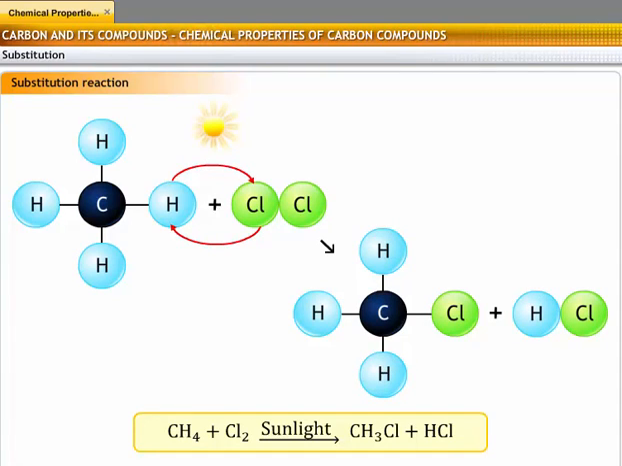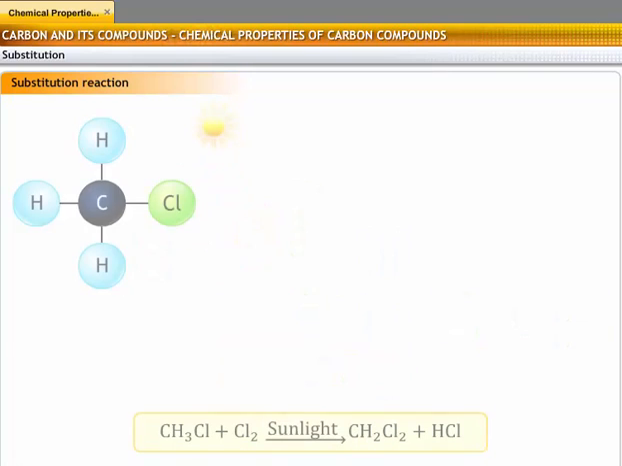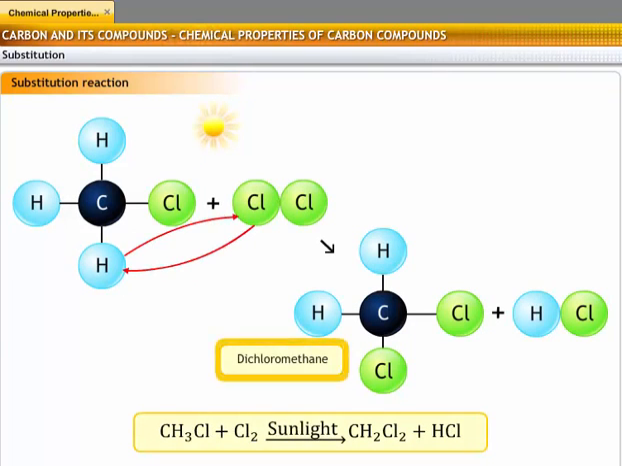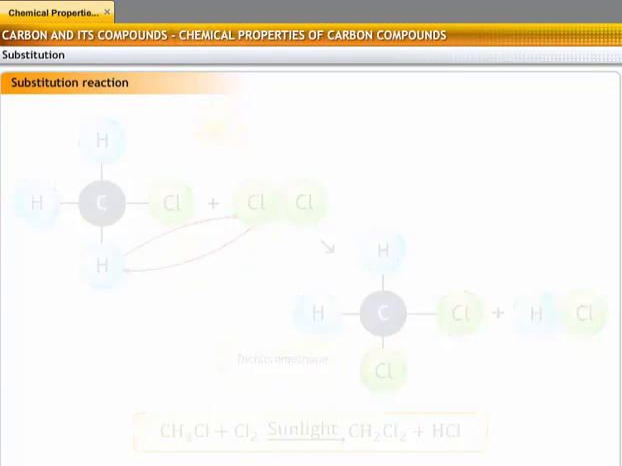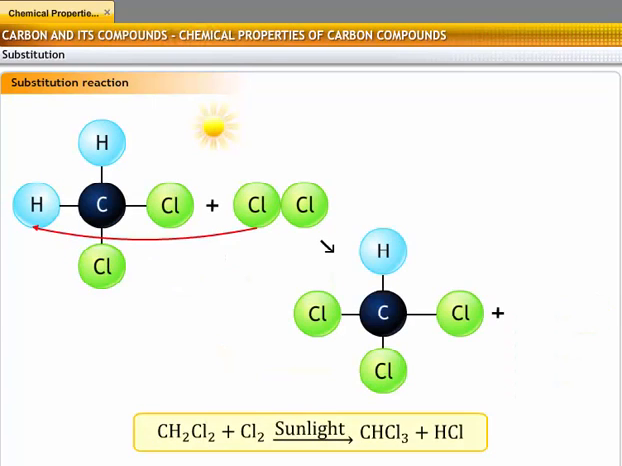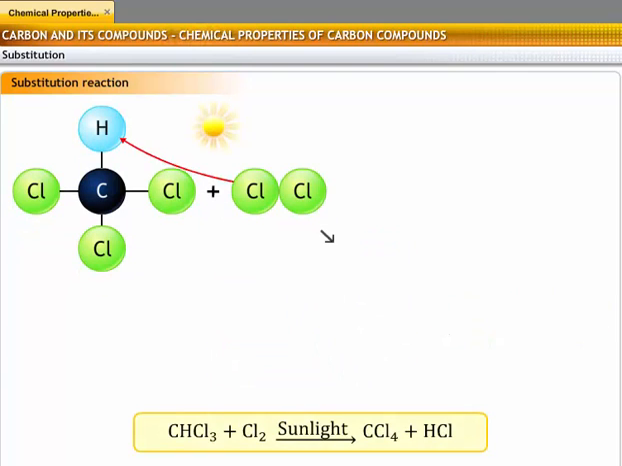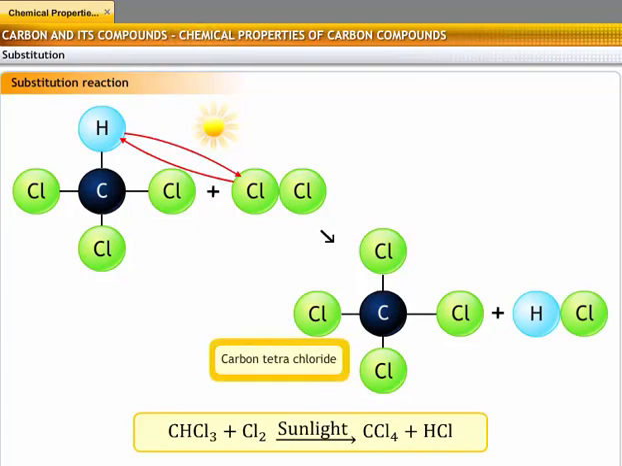Initially, chlorine replaces or substitutes one of the hydrogen atoms and forms methyl chloride or chloromethane. Chloromethane reacts with chlorine to form dichloromethane. Dichloromethane reacts with chlorine to form chloroform. Chloroform, on further chlorination, forms carbon tetrachloride.